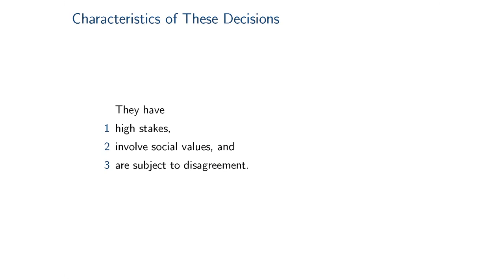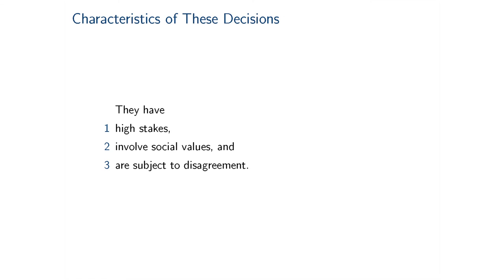If we reflect on these decisions and ask about some of their general properties, I think three things emerge. The first is that they're very large-scale decisions about the institutions of our society. They affect huge numbers of people, and they're backed by the coercive power of the state, so they're high-stakes decisions. Furthermore, they involve a variety of social values, as we just indicated.